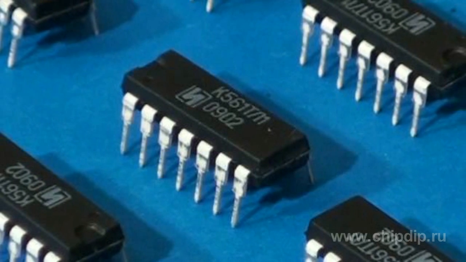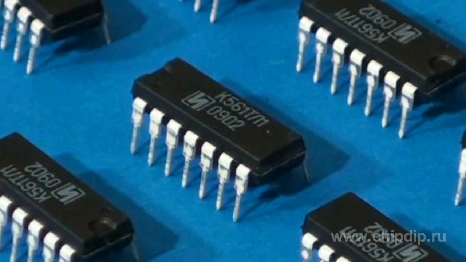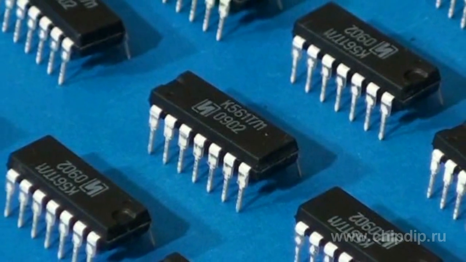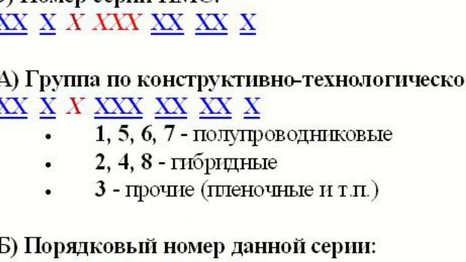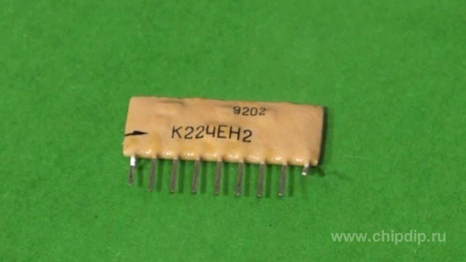Then the code consists of a 3 or 4-digit number designating the series number. The first figure indicates structural and technical versions of a chip. Figures 1, 5, 6 and 7 are used to mark the semiconductor chips. 2, 4 and 8 are for hybrid ones and so on. The next 2-3 figures are the sequential number of the development.